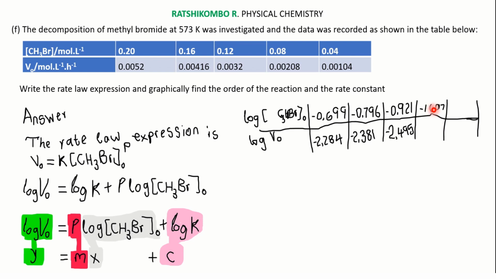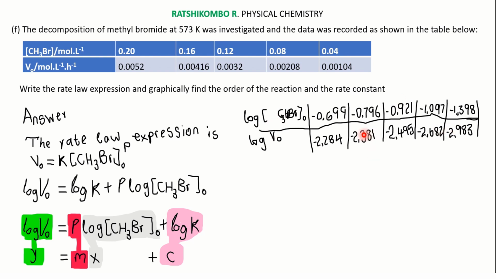So for this one here, we just press log of this value, we get negative 1.097. And then for this one, we just press log of 0.0208, to get negative 2.682. And then for this one again, it's log of 0.04. We got this value. For this one here, we are going to write log of 0.00104. So you will realize that we are done with the table now.